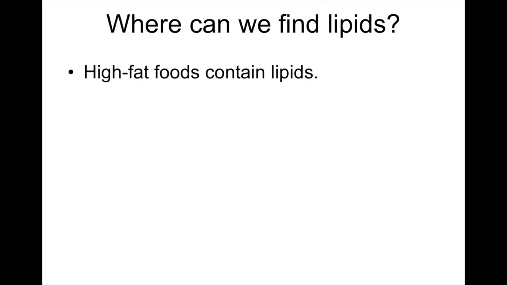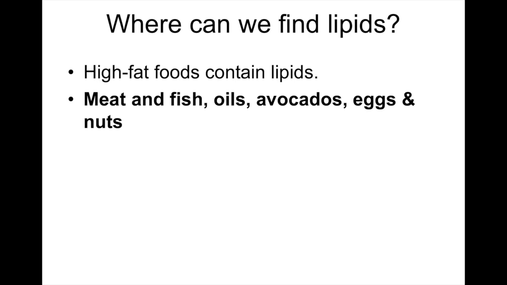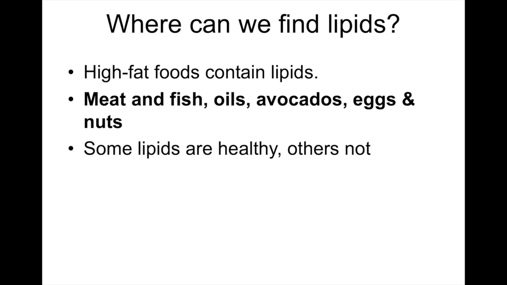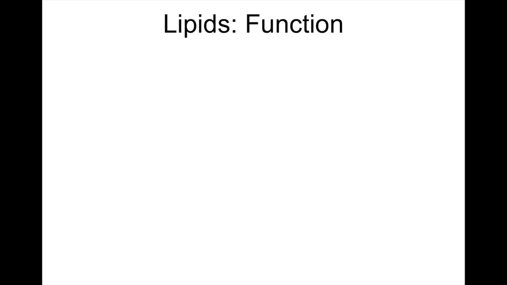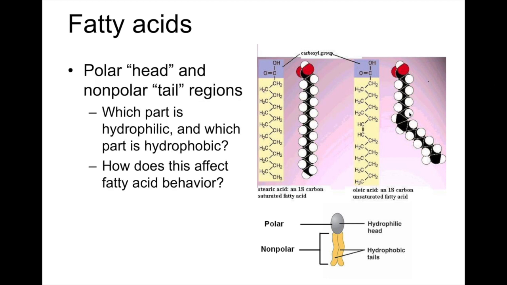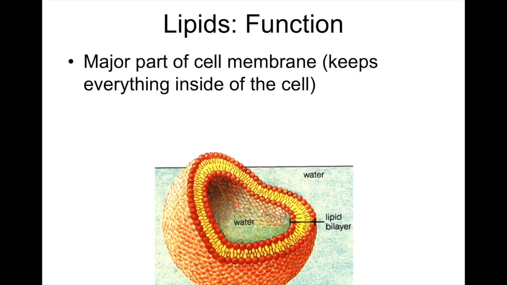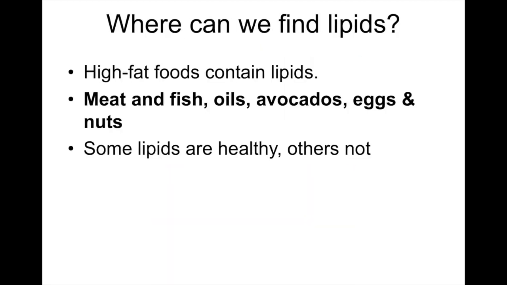So we find lipids in high-fat foods. Lipids are primarily fats, cholesterol, things like that. Now, there are some healthy lipids. There are some unhealthy lipids. Like I said before, the unsaturated fats are usually much better for you than the saturated fats. So the unsaturated, this would be in certain kinds of foods. Avocados have certain kinds of unsaturated fats that are good for you. Olive oil has certain kinds of unsaturated fats that are good for you. So we find these lipids in those sorts of foods.